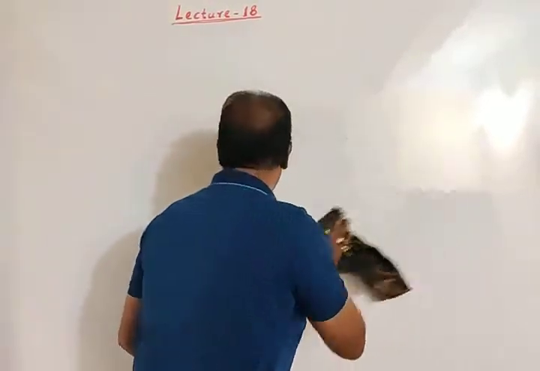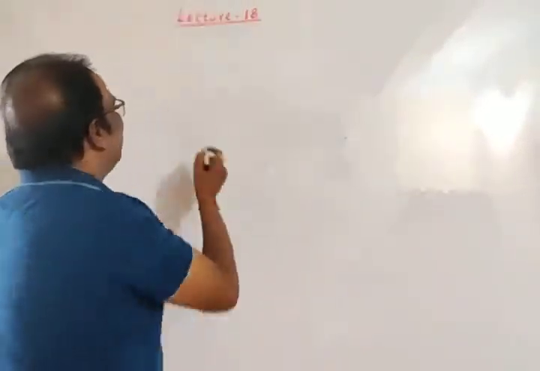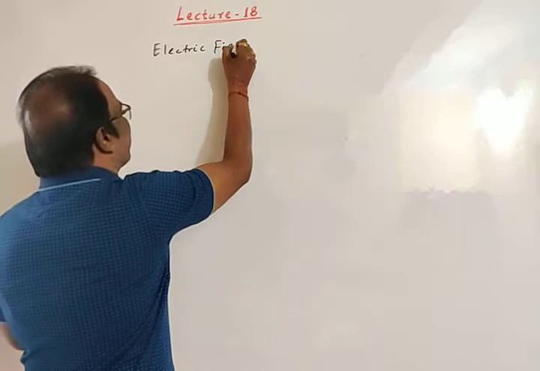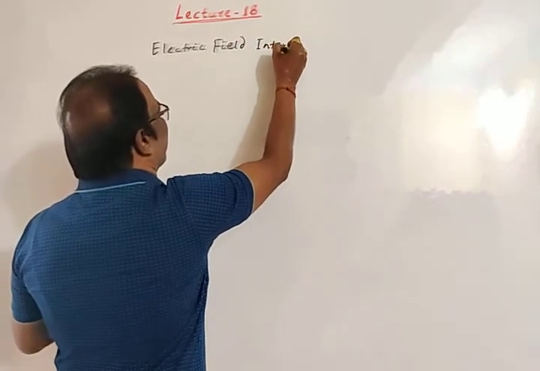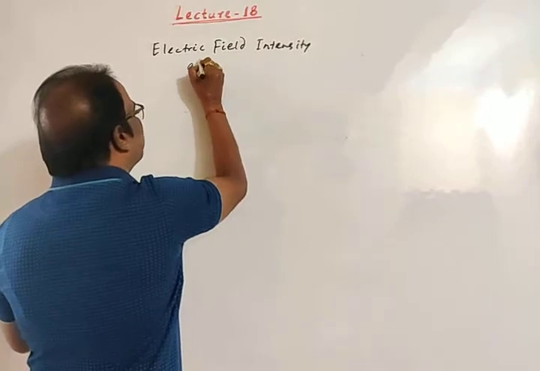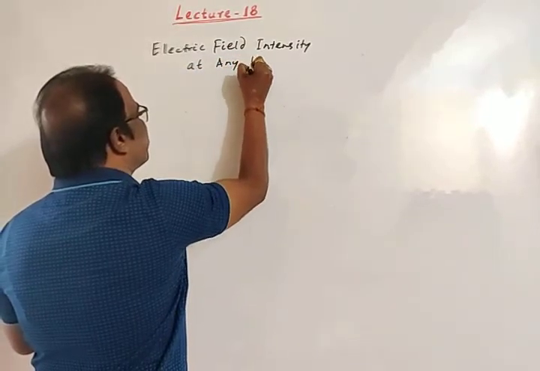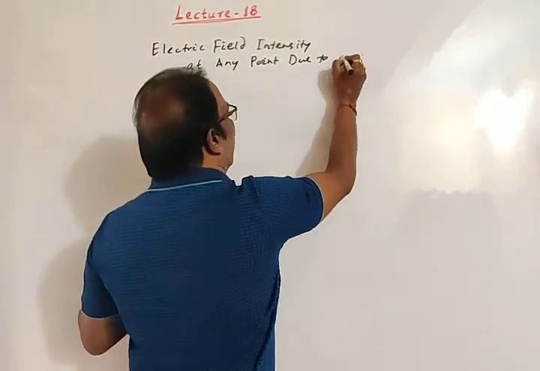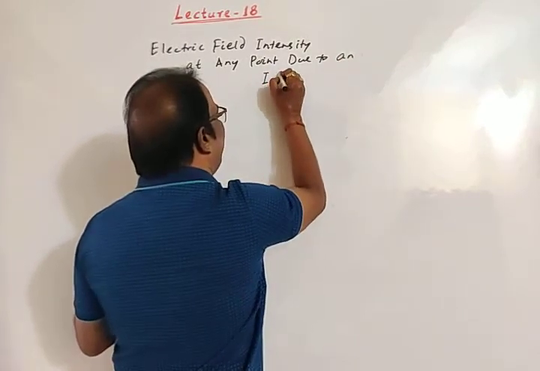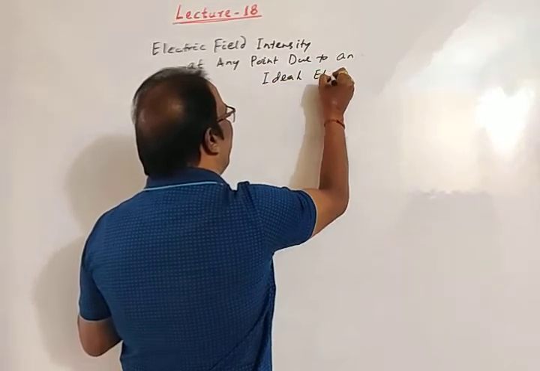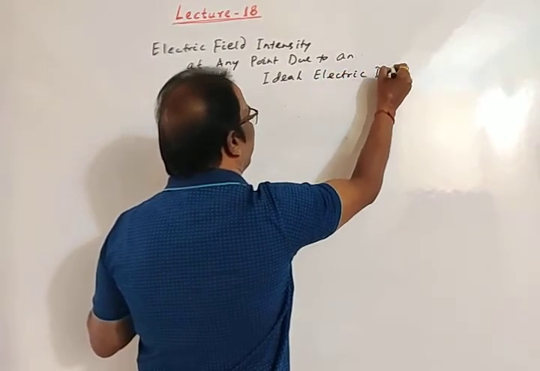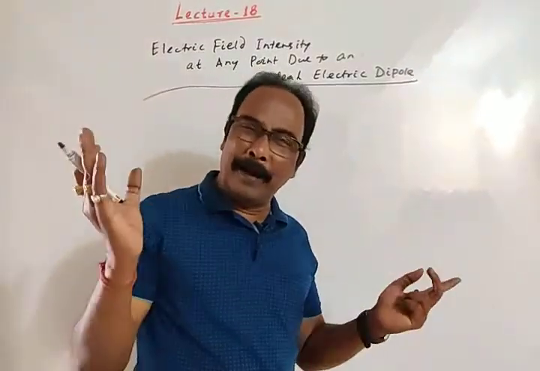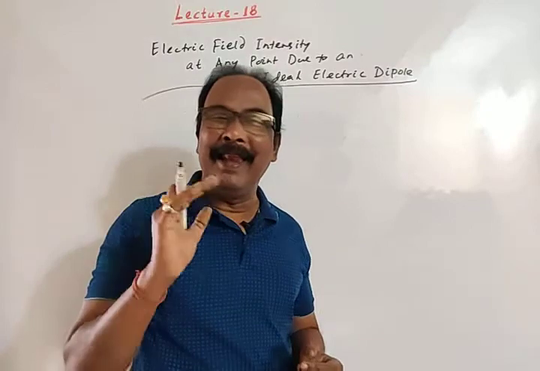Then in this lecture, we'll find electric field intensity at any point due to an ideal electric dipole. Okay, electric field intensity at any point due to an ideal electric dipole.